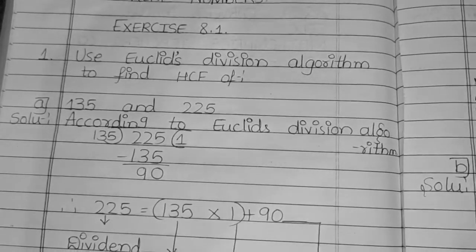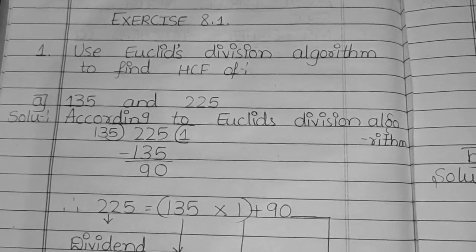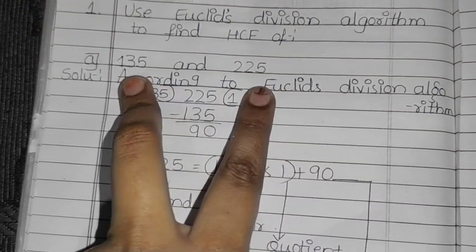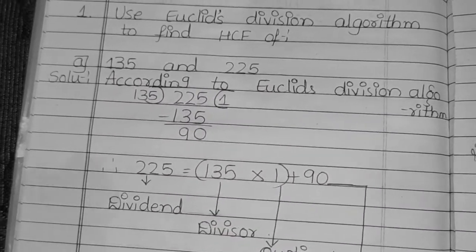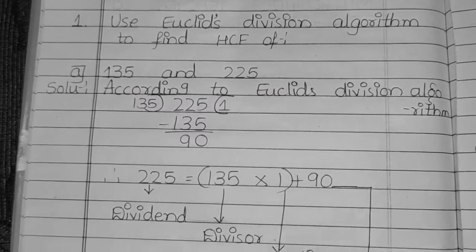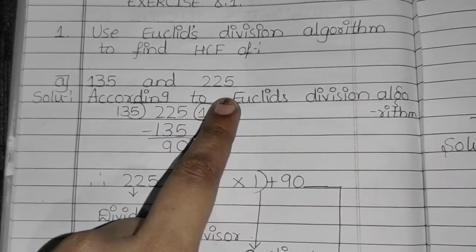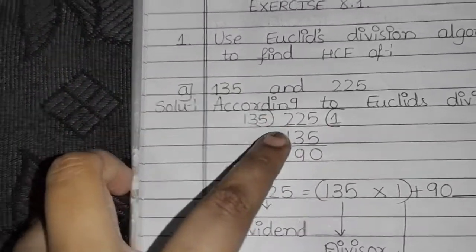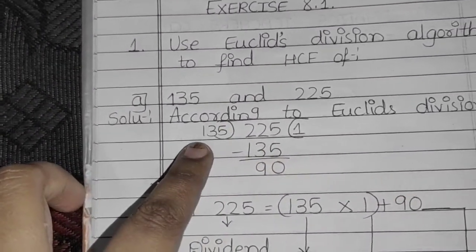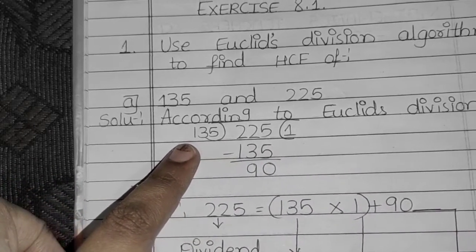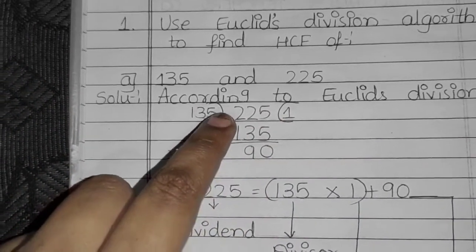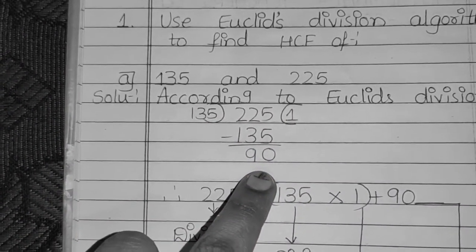This is the first sum of the exercise. Here they have told us to find the HCF by Euclid's division algorithm. Since the numbers are small, we will do it with this method. According to Euclid's division algorithm, the bigger number, 225, you have to keep in the dividend space, and 135, the other one, goes here. It is called the divisor. So 135 ones are 135. When you subtract 135 from 225, the remainder is 90.